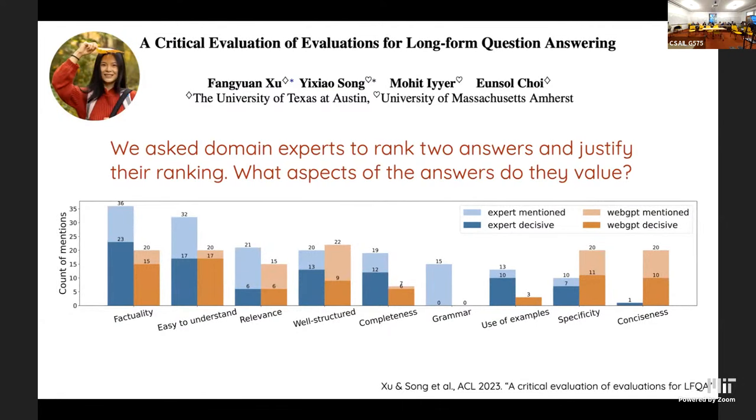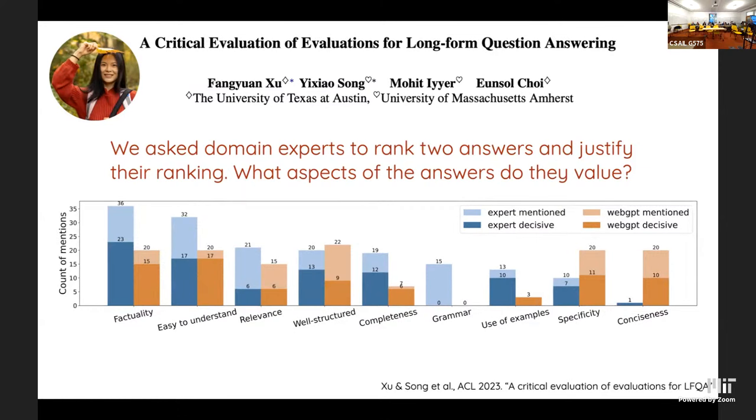So this just highlights some of the important aspects of long-form text. There's not just an overall preference. One answer could be preferred over another in many different aspects. And it's kind of subjective how you weight them. Maybe one answer has a factual error, but it's also super easy to understand, versus another answer that is completely correct, but not well-structured, right?